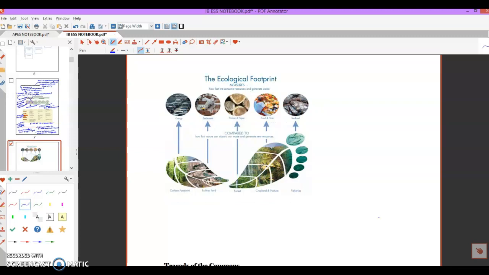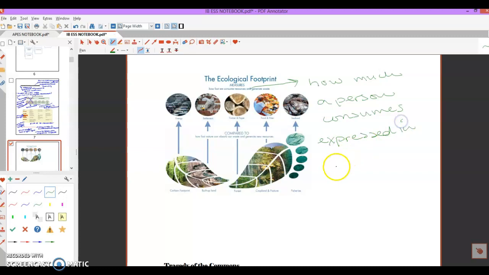And this is something that you're going to be calculating on your own. I want to know what your impact is on the environment just by your everyday choices. So, an ecological footprint is a measure. It is actually a mathematical number. What this does is it measures how much a person consumes, expressed in area of land. Typically what you're going to see are hectares. That's just how we measure the land.